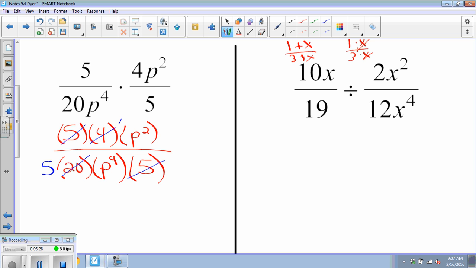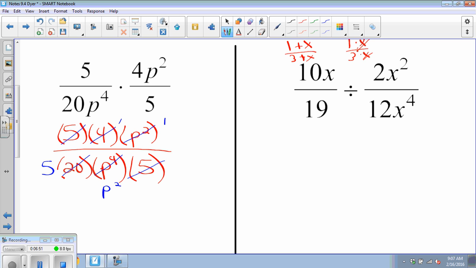Think about this. With this 4 and 20, we took each one and divided it by 4, so I got 1 and 5. Well, here's p squared and p to the 4th. If I divide them both by p squared, p squared divided by p squared is 1. P to the 4th divided by p squared is p squared. Does that make sense? Okay.